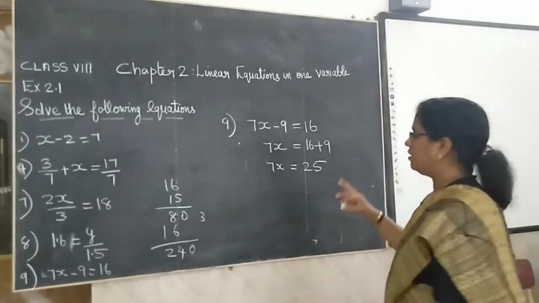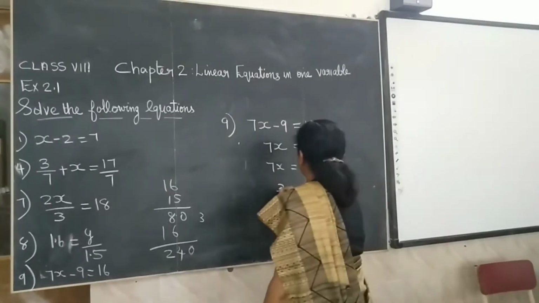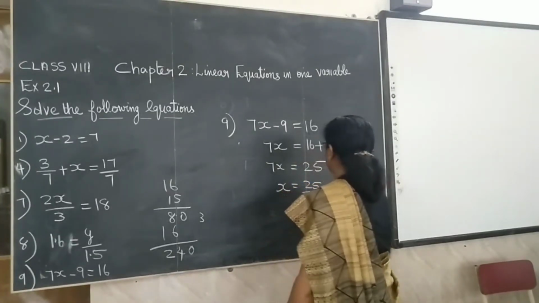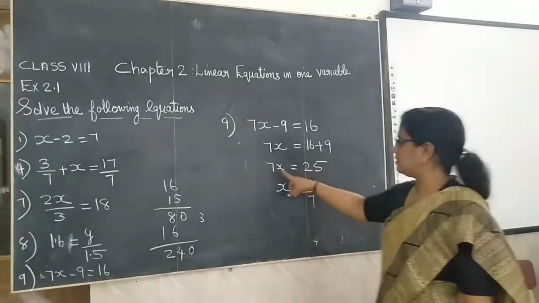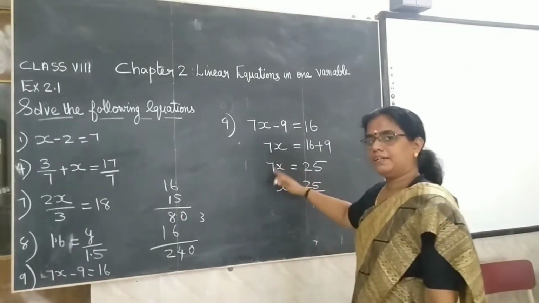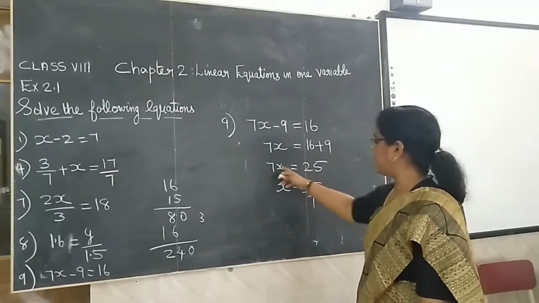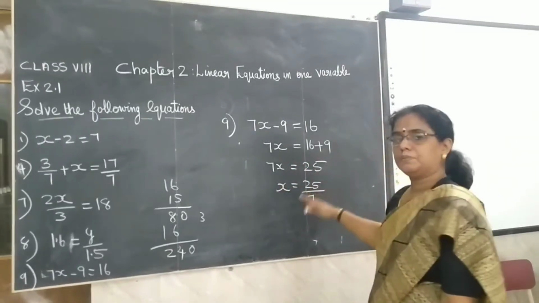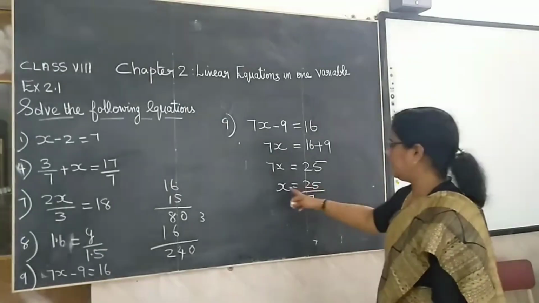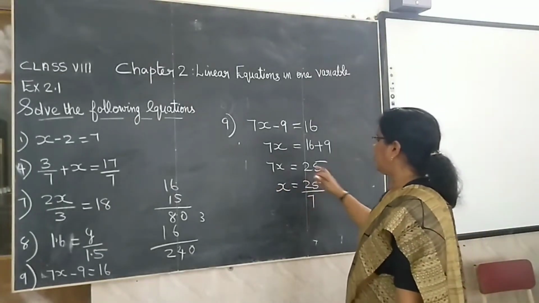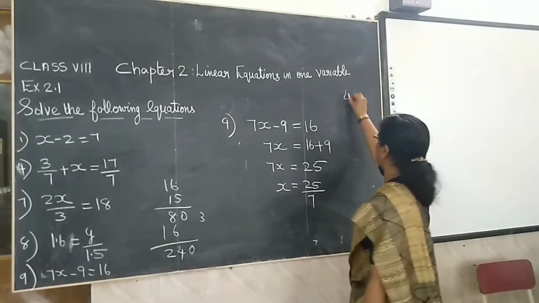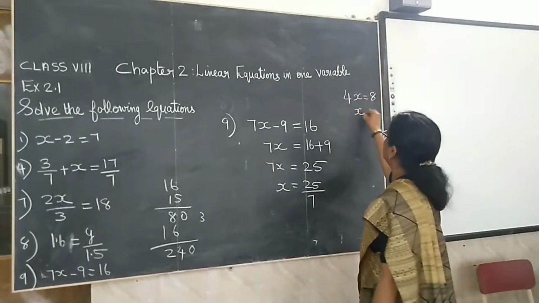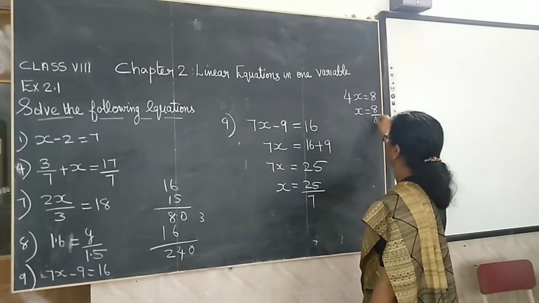7x equal to 25. From this, x equal to 25 divided by 7. That is, here it is multiplication, and when it is coming to the right side, multiplication becomes division. If it is division, when it is coming to the right side, it becomes multiplication. So here 7x equal to 25. Suppose 4x equal to 8, then x we can find by 8 divided by 4.